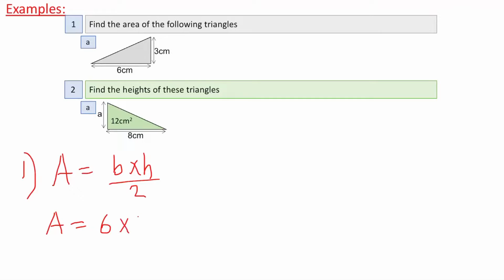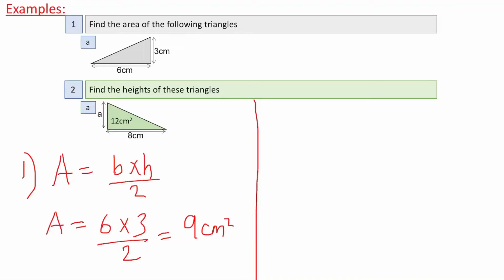Area is equal to 6 times 3 divided by 2, which is equal to 6 times 3 is 18, divided by 2 is 9. Your answer is 9 centimeters squared. Remember, the units for area in this case will be centimeters squared.